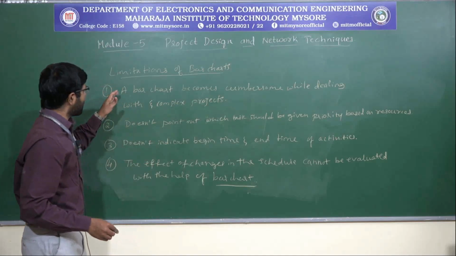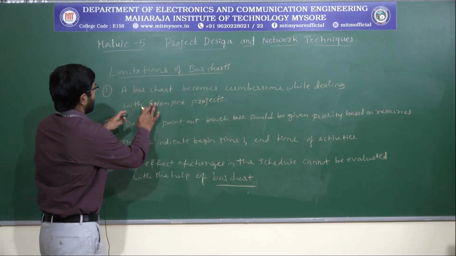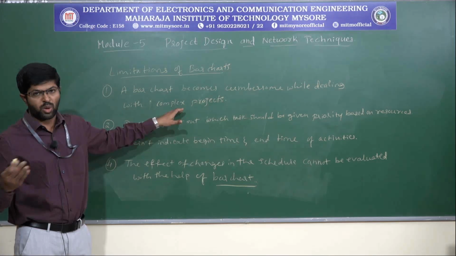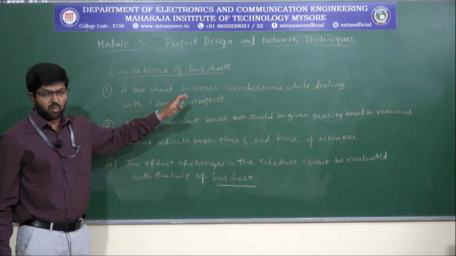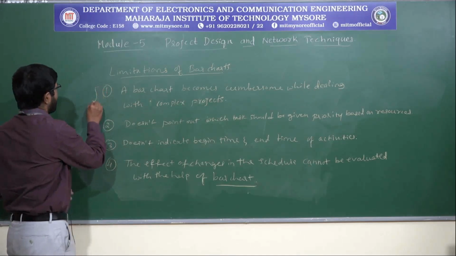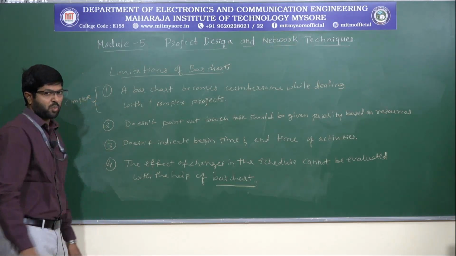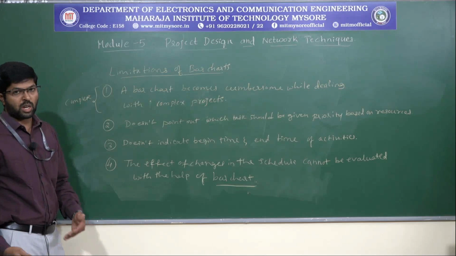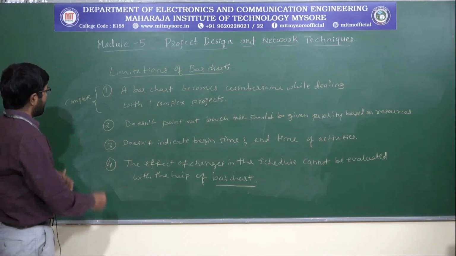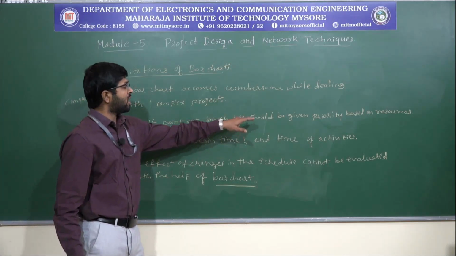So the limitations are: a bar chart becomes cumbersome while dealing with complex projects. While dealing with complex projects with more variables, it becomes cumbersome. That is the first limitation. So the bar charts cannot handle complex projects or complex problems where more variables are there. We cannot represent all of them in an efficient way. That is the meaning.